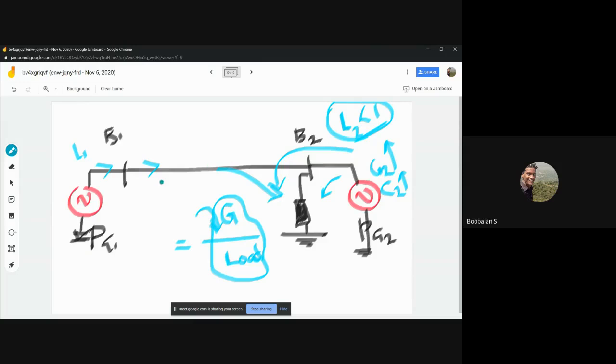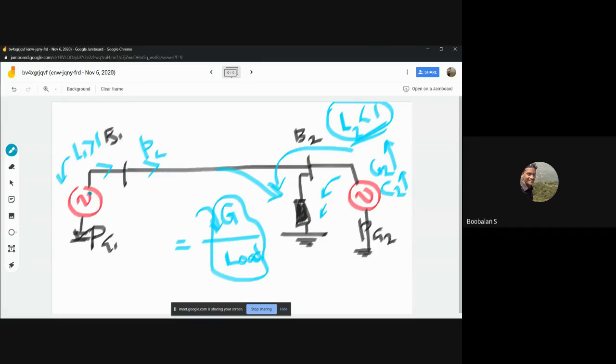So L1, that is the incremental penalty factor, which is now in my PG1, should be greater than 1. Why? Because it needs to overcome the transmission losses. But here I don't have any transmission loss. That's why whatever power is generated goes directly and satisfies the load. So that's why my L2 is not unity, it will be less than 1.